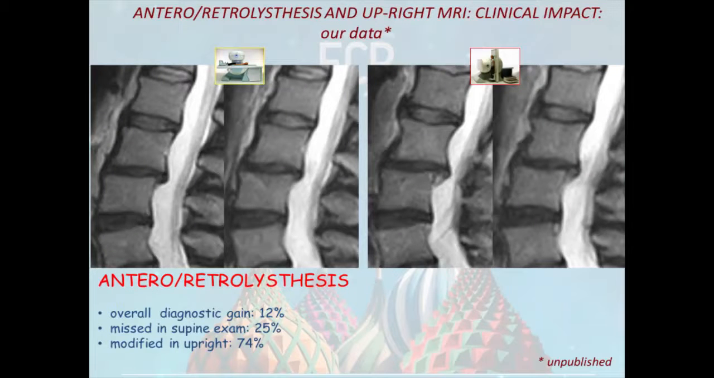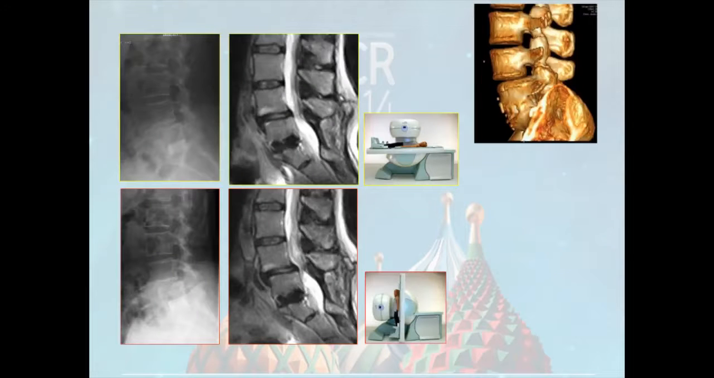Here another example, similar in meaning to the previous one. You can easily detect the retrolisthesis that is absolutely much more evident putting the patient in upright position. And again, here another example of a post-op patient.